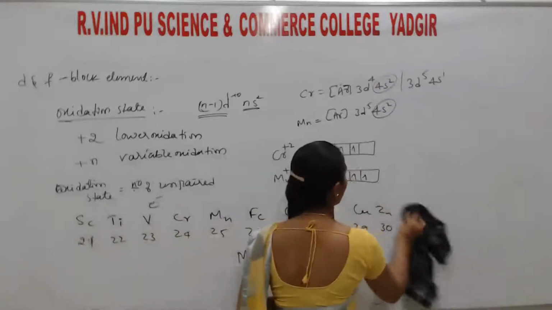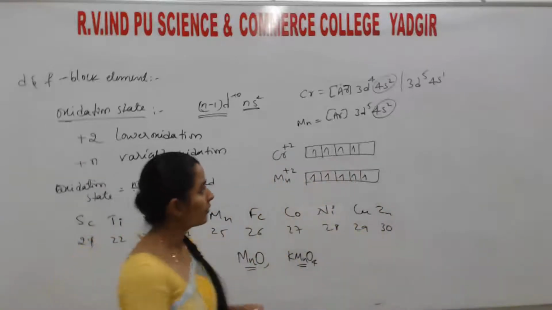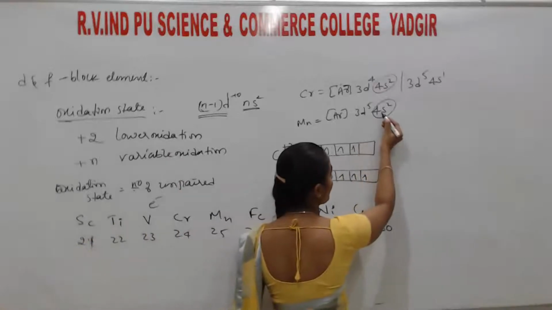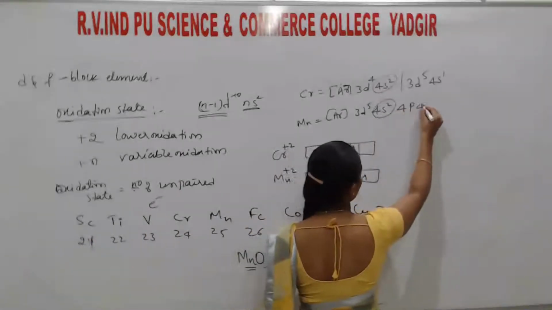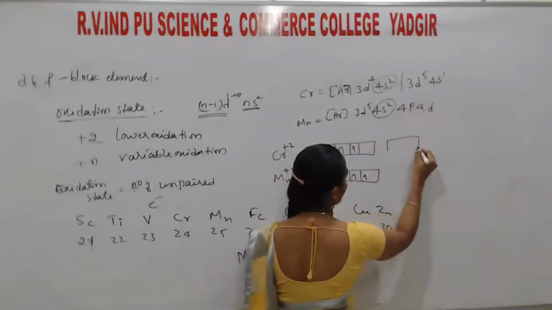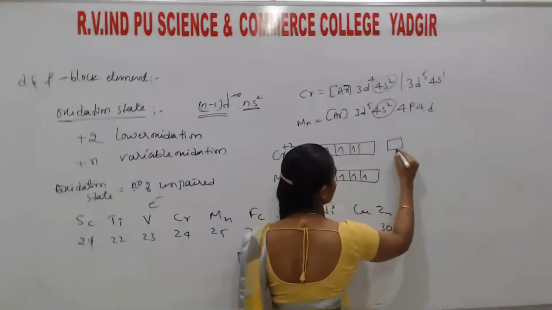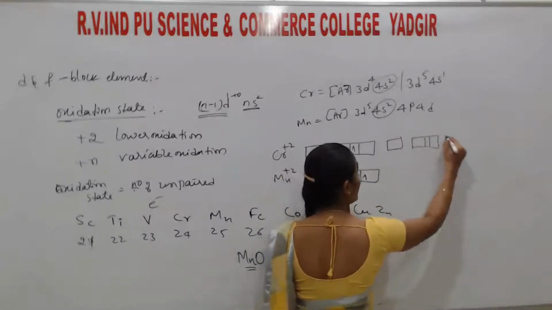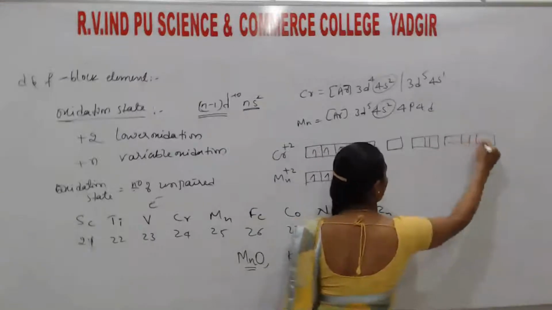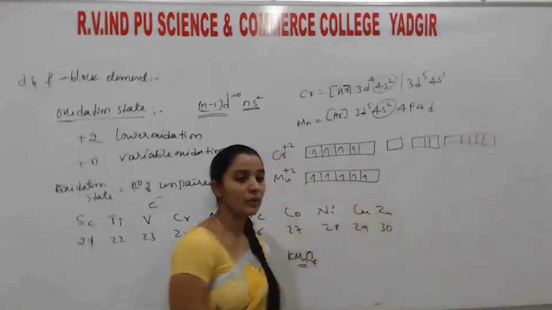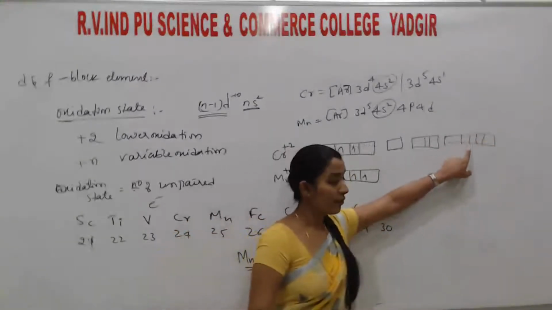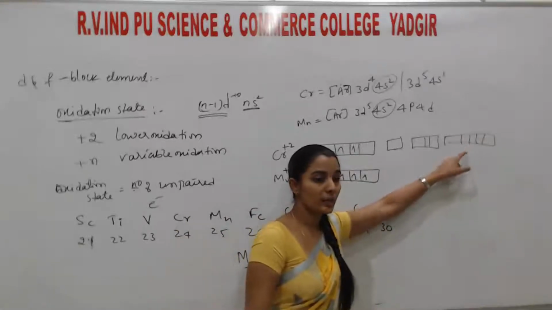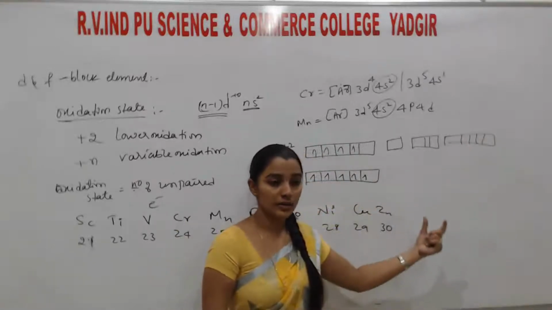Not this d orbital, because listen, what is its electronic configuration? After 3d, 4s is there, then 4p, 4d. Here the s orbital and p orbital are there. In the same subshell, 5 d orbitals are also available. So because of the availability of these vacant d orbitals, they can be in higher oxidation states.